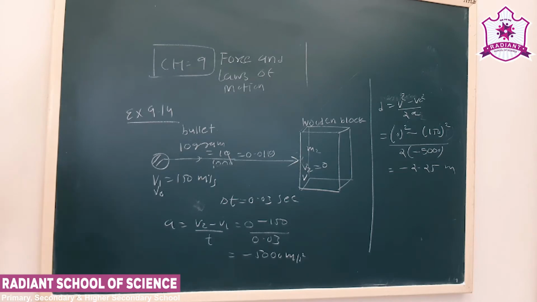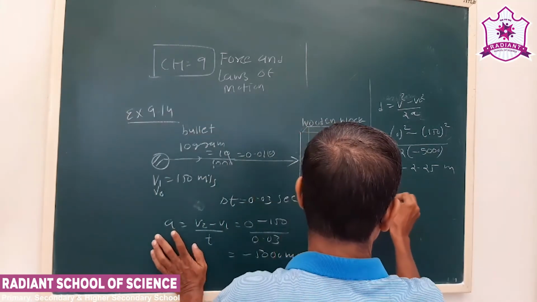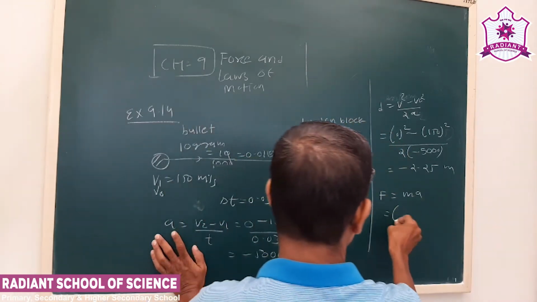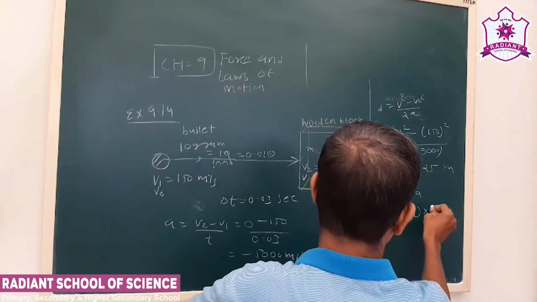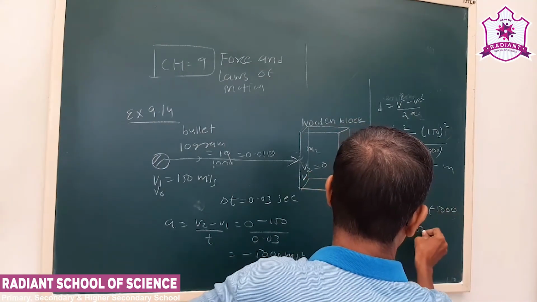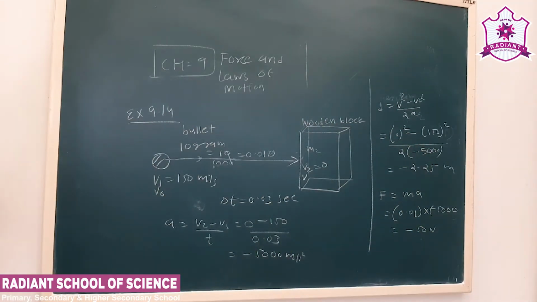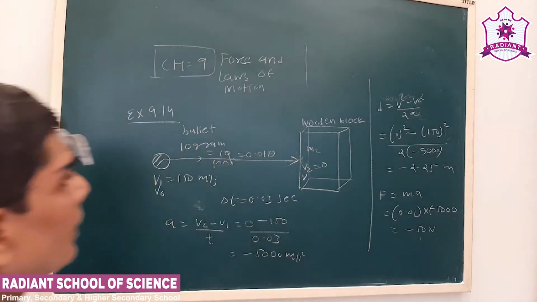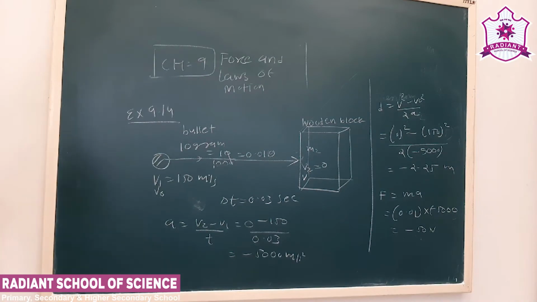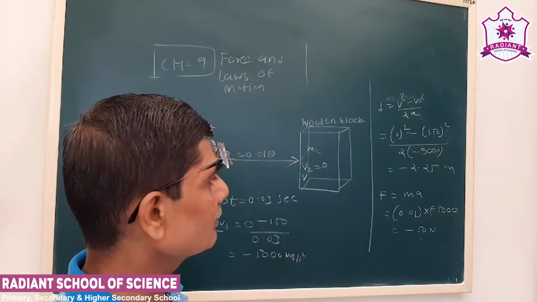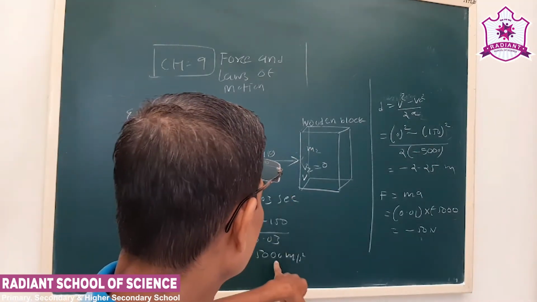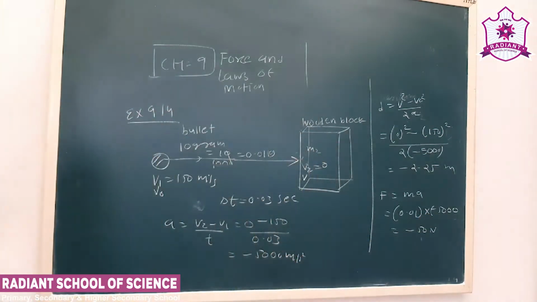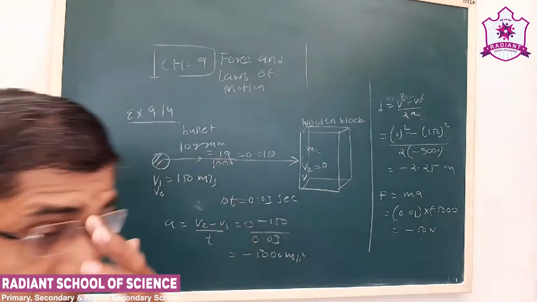Now I'll calculate the magnitude of the force. F is equal to ma. Mass is 0.01, acceleration is 5,000, so this force will be 15 Newton. We assume that it is a very large wooden block, so the distance covered will be this, and force is equal to mass into acceleration. 10 gram is 0.01 kg, and the acceleration is 5,000. That is a negative acceleration, because it comes to halt or it stops in the wooden block.